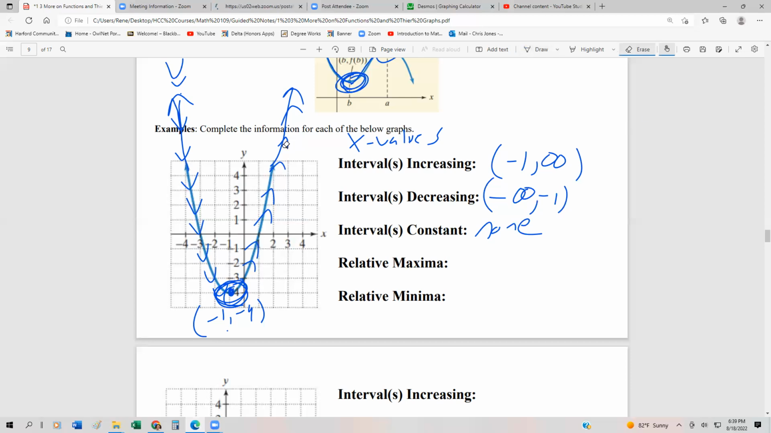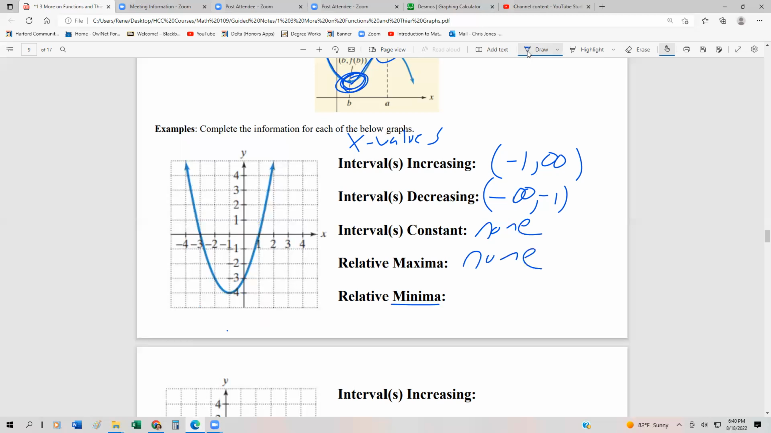Now, relative maxima and minima. For a maxima, we're looking for a place where it's the highest point on the function. But notice, guys, that this just keeps going up and up and up forever. If the function just keeps increasing forever, that means there are no points that are going to be maxima. So there's none of these, but there certainly is a minima.